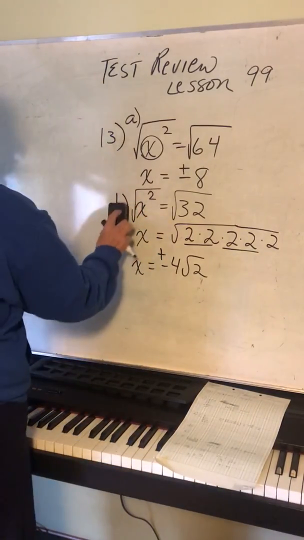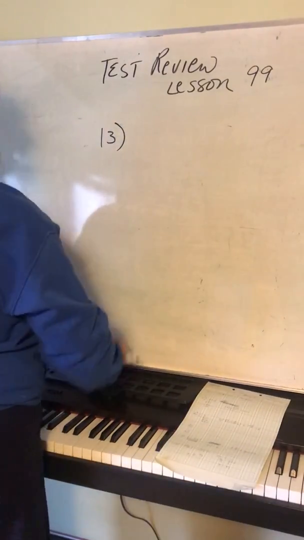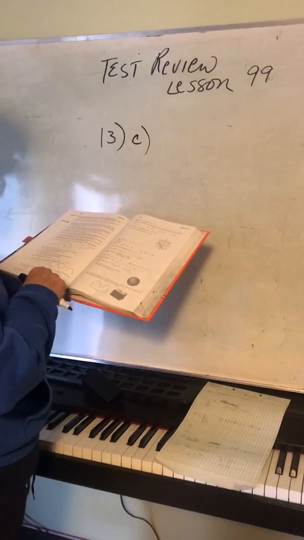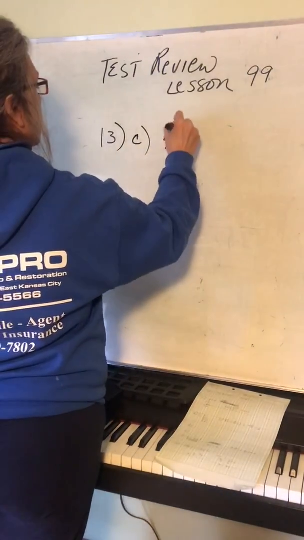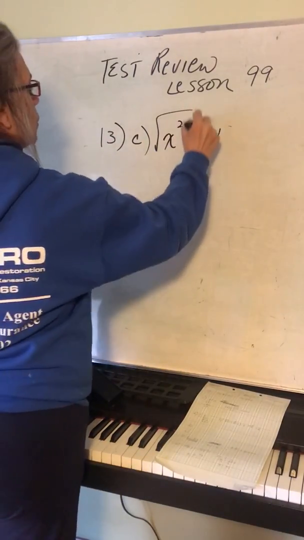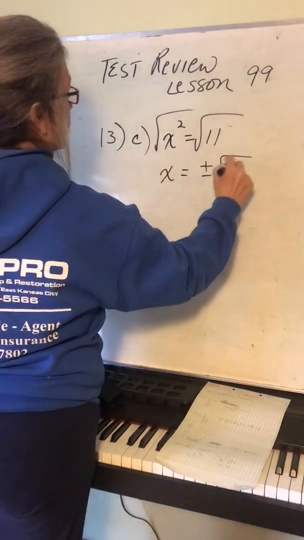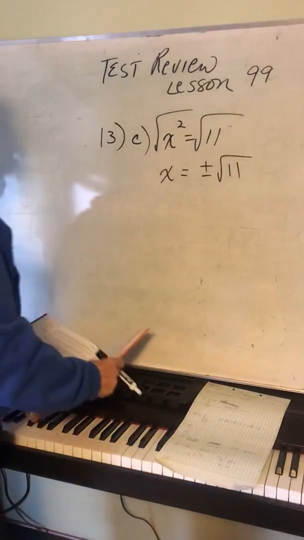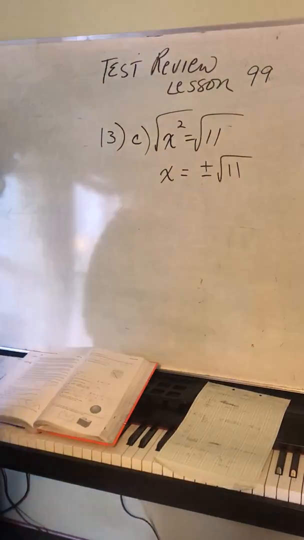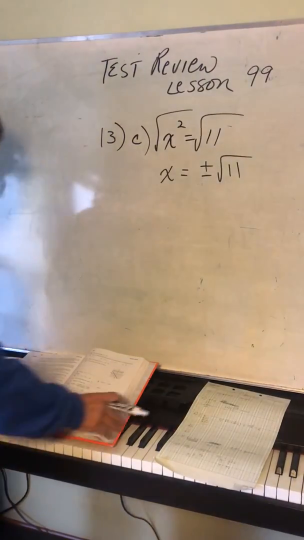Okay, let's do this next one. This is C. 13C is x squared equals 11. So we're going to do the same thing, square root to get x by itself. And this is going to be a plus or minus square root of 11. Okay? So we don't really know what it is. If you did it on a calculator, it'd be a plus or minus whatever it ended up on your calculator. But that's as far as they want you to go on this.